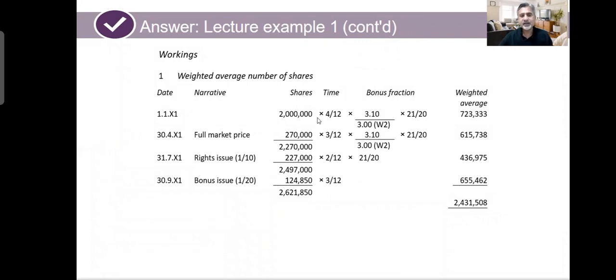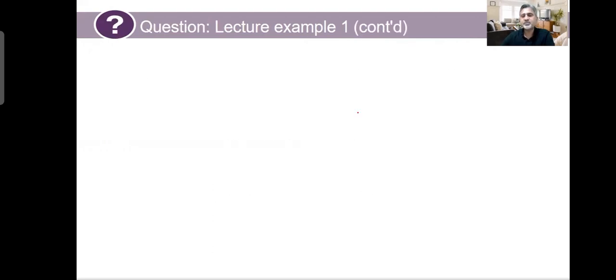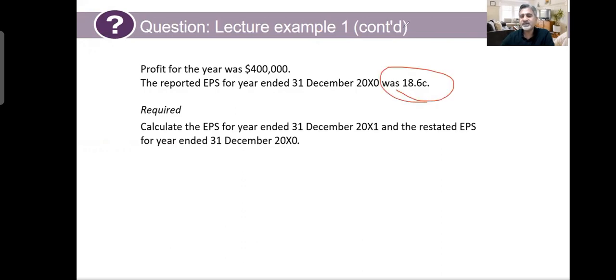So if you go back and see here, you had earnings. It was given in the question, 400,000 divided by your weighted average number of shares. Your EPS becomes 16.5. Now, what was your last year EPS? If you go back and see, the last year EPS was given as 18.6. And I need to restate this EPS. So how do I restate?